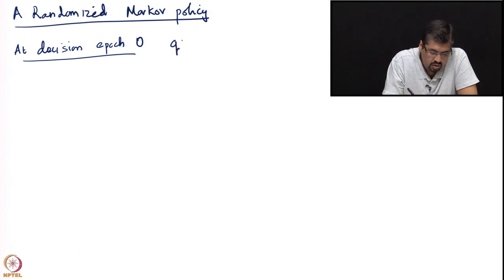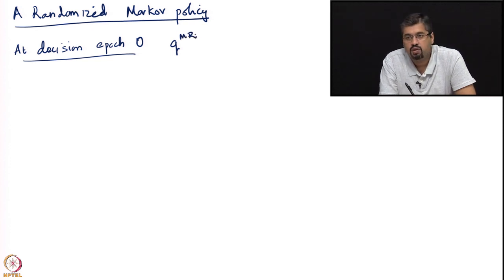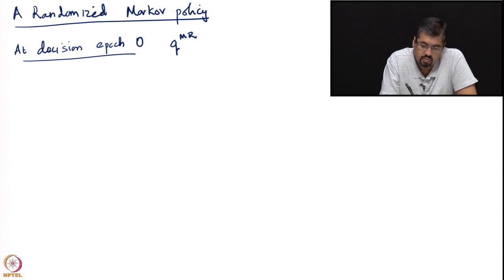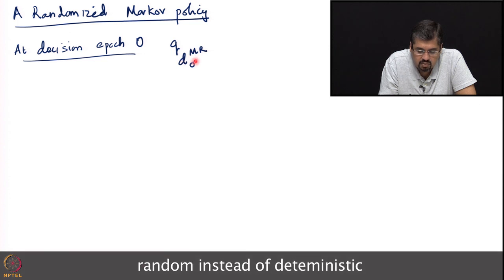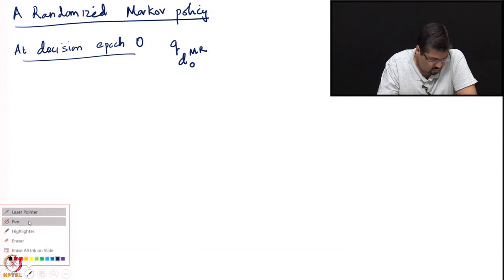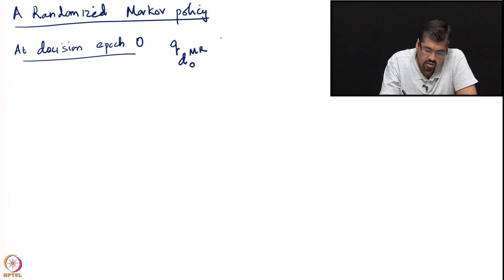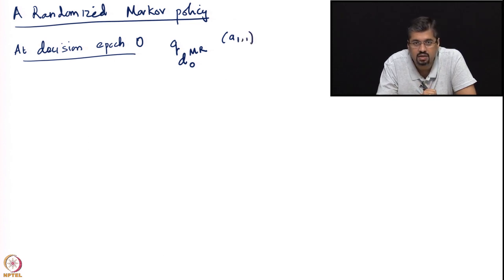For example, one could do Q. So let me define directly the probability distribution that the policy is going to induce on the set of actions. Here, this notation Q stands for the probability distribution of a randomized Markov decision rule at time 0. Now, this has to be a probability distribution, so it has to give me a probability for every possible action that is available in a particular state.